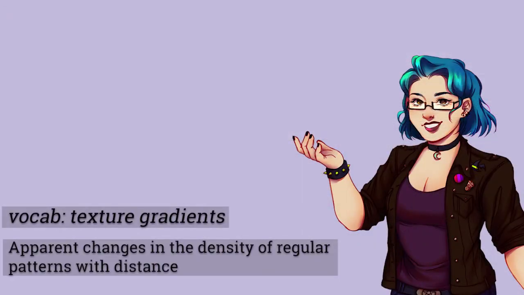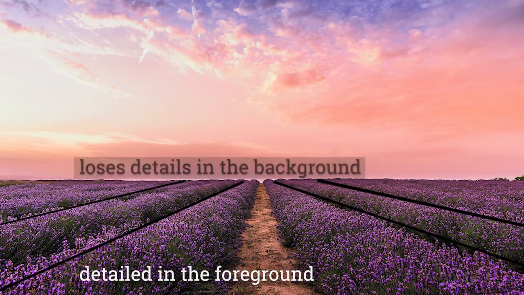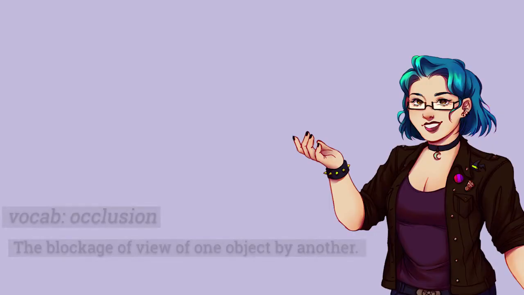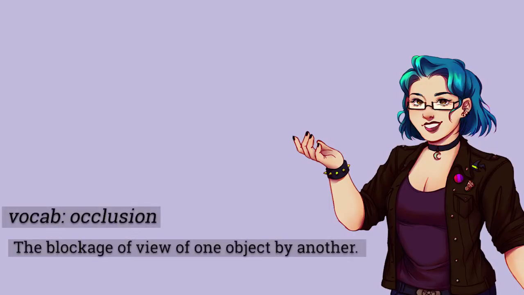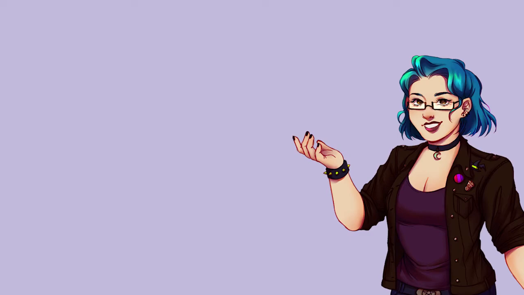Three, texture gradients. Apparent changes in the density of regular patterns with distance. Straight parallel lines merge into a dense pattern as they grow far away. And 4, occlusion. This is the blockage of view of one object by another. This gives clear clues as to which object is closer, and again, shows depth.